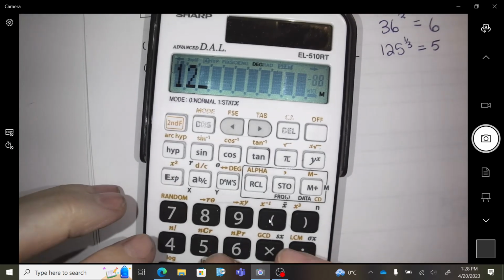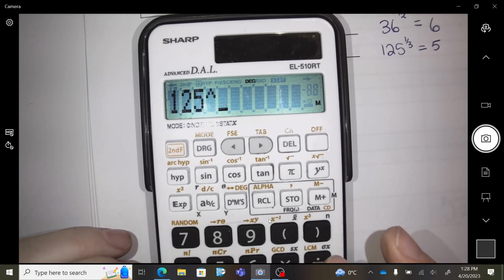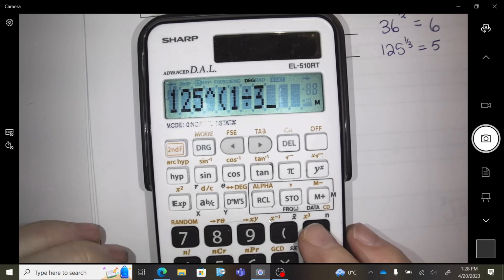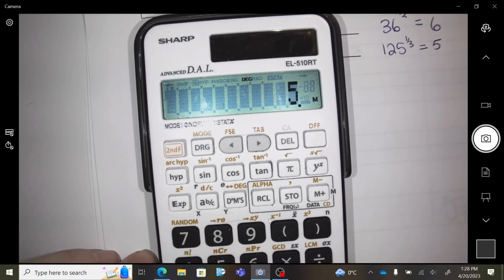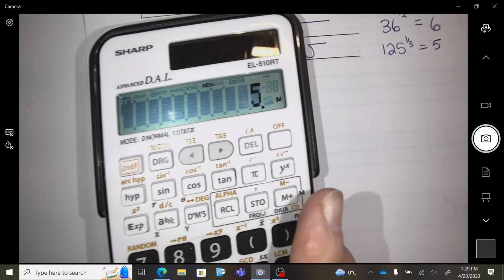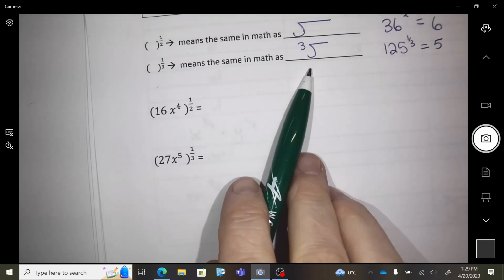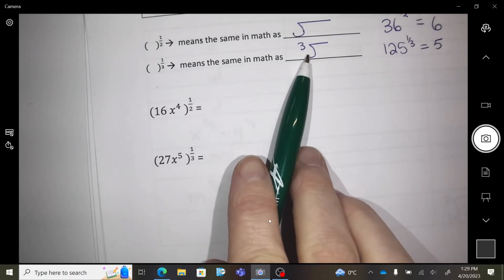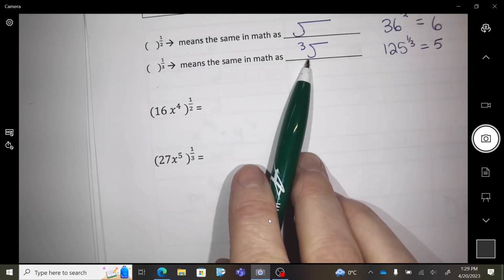Now let's see if I am making it up or if it makes sense. So 125 to the bracket 1/3, we said should be 5. And there it is. So how would that be shown the long way? Like that. That's it. It's just a cubed root.